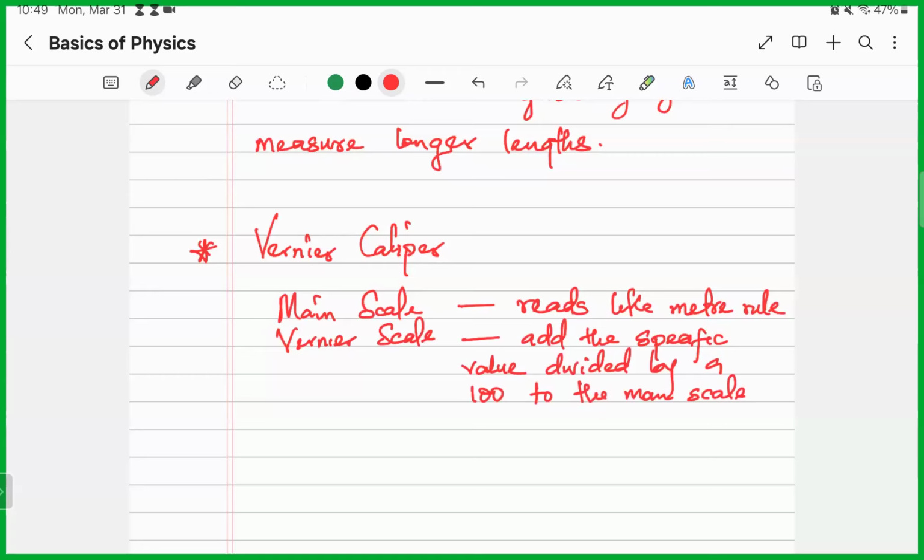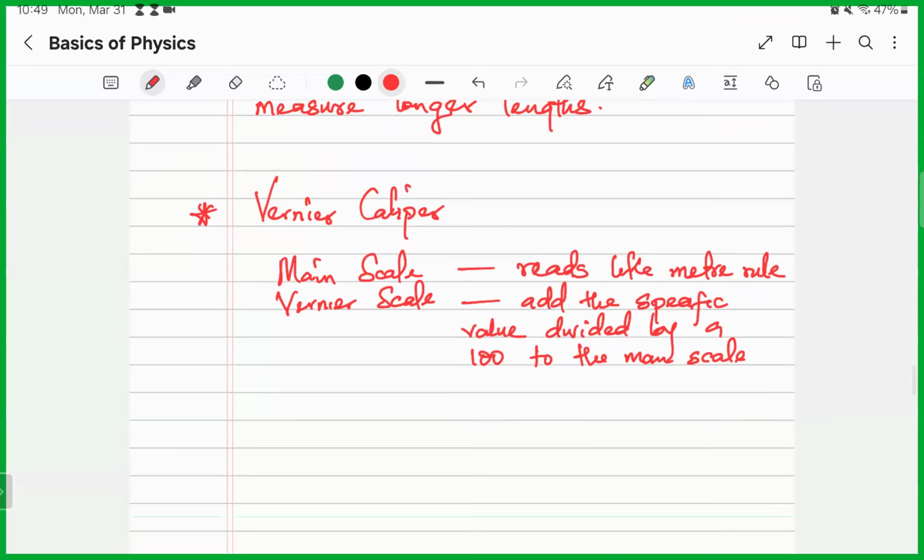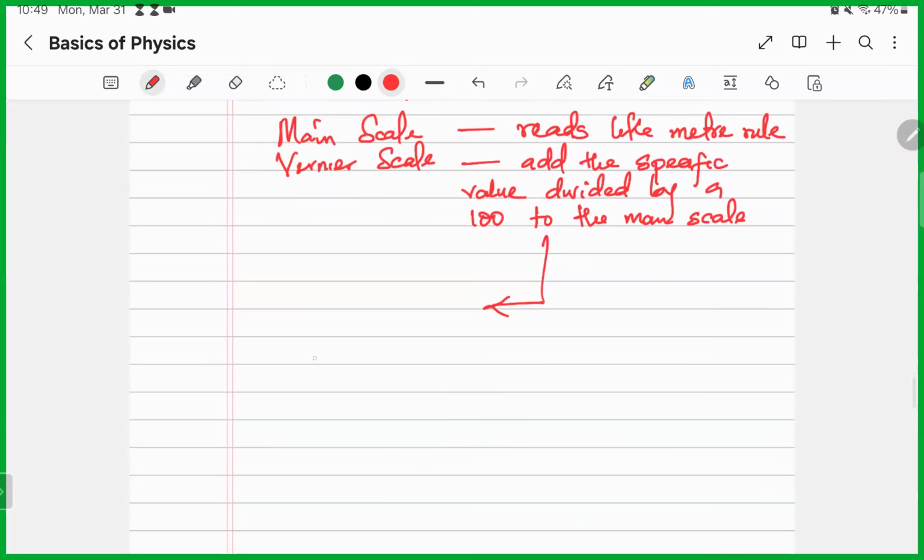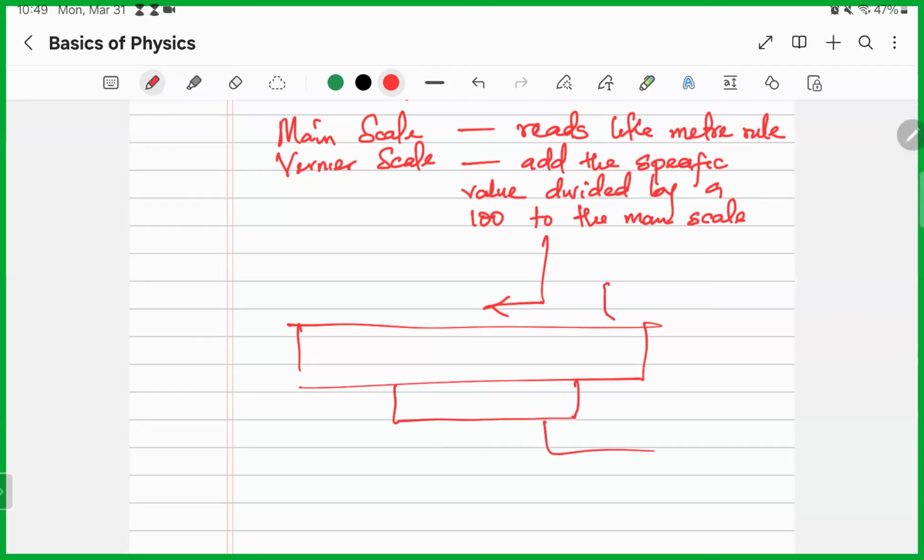Okay, so on the vernier caliper, yeah, but it still works with a rule. Let me show you that rule, how it works. So if you have the main scale now, the vernier scale, this is it. This is the main scale. This is the vernier scale.